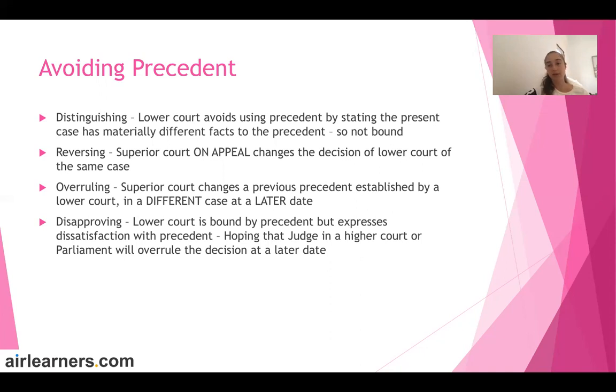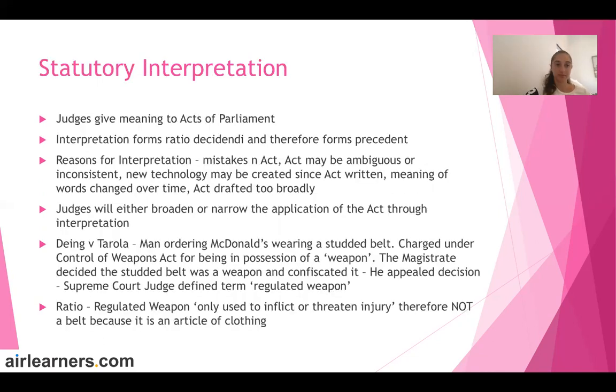So it's not an appeal, it's a totally different case, which has similar facts, but the judge decides that precedent set in a previous case is no longer valid. And finally, disapproving is where a lower court is bound by a precedent, but they express their dissatisfaction with the precedent and hope that a judge in a higher court or parliament would overrule and change that precedent at a later date. So ultimately, the judge is still bound to follow that precedent in that case.